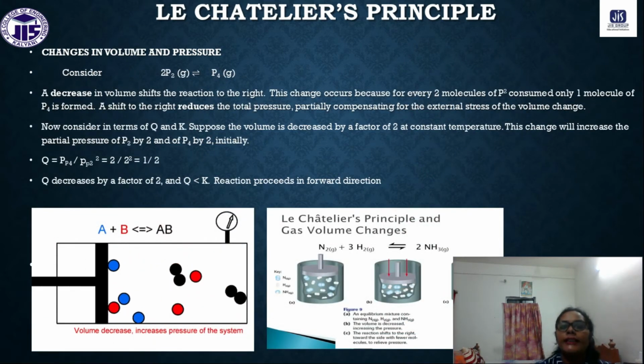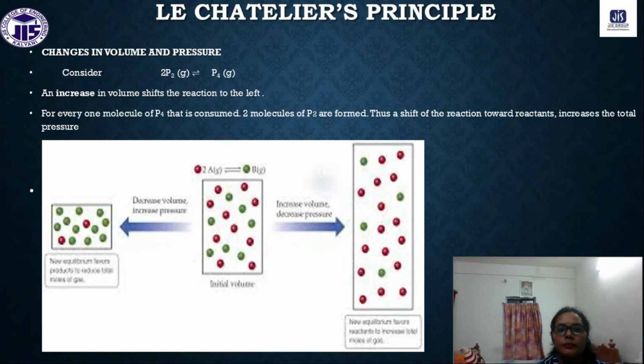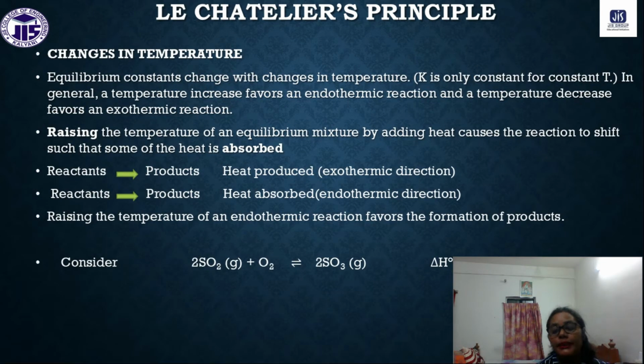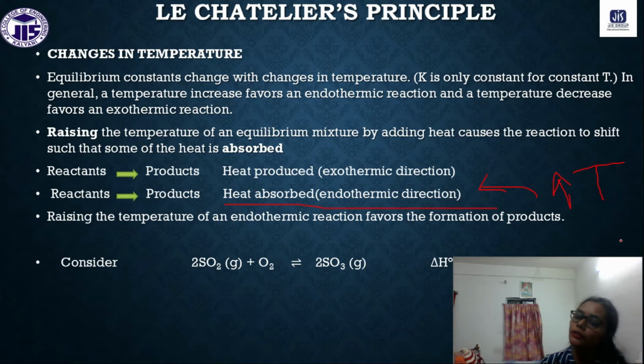Now, change in temperature. Generally, if our reaction is endothermic, what does that mean? Endothermic means heat will be absorbed. Now, if we increase the temperature for this endothermic reaction, what will happen? For an endothermic reaction, we require heat, right? If we increase the temperature, more heat will be absorbed. That means the forward direction reaction will take place.